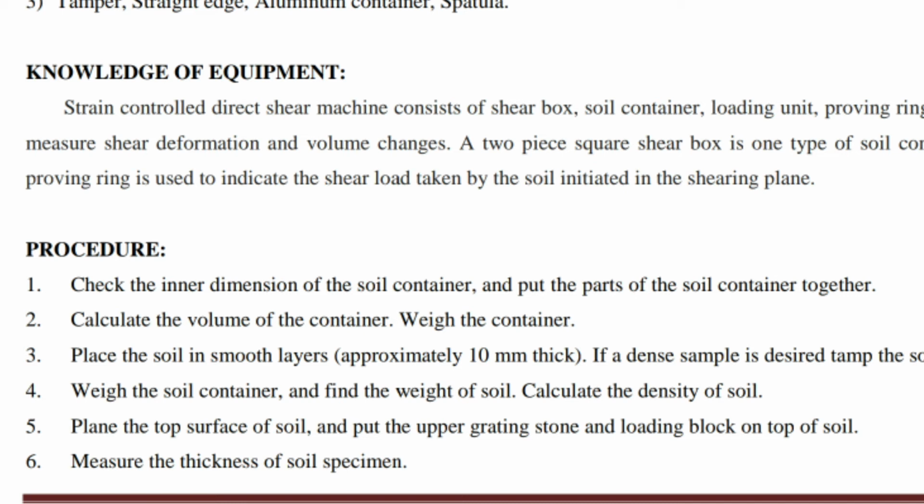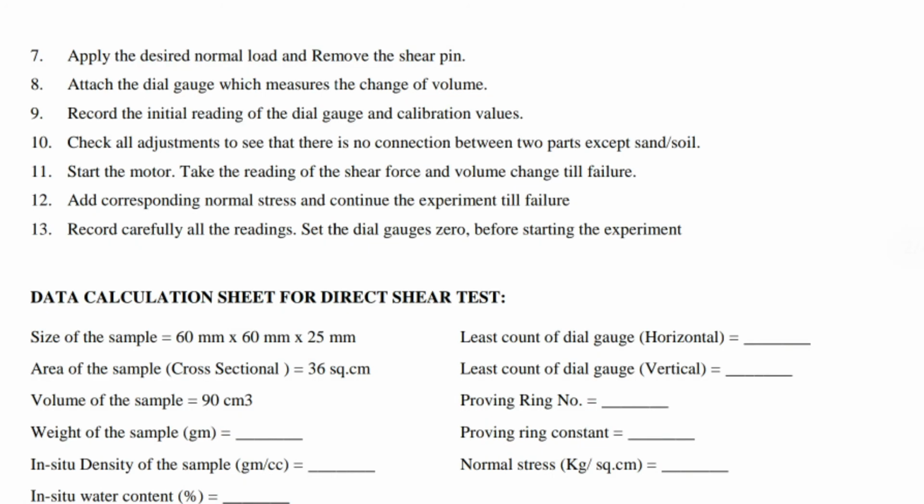Then plane the top surface of the soil and put the upper grating stone and the loading block on top of the soil. Whatever ups and downs are there on the soil, plane it, and then put the upper grating stones on top of it. Then measure the thickness of the soil specimen. The next step is to apply the desired normal load and remove the shear pin. Whatever load we require, we can provide as the normal load.